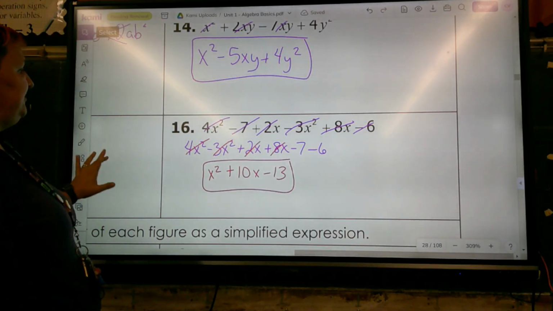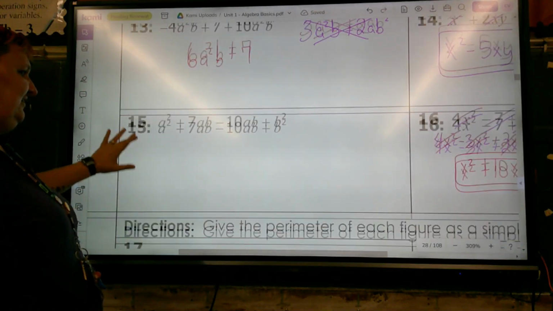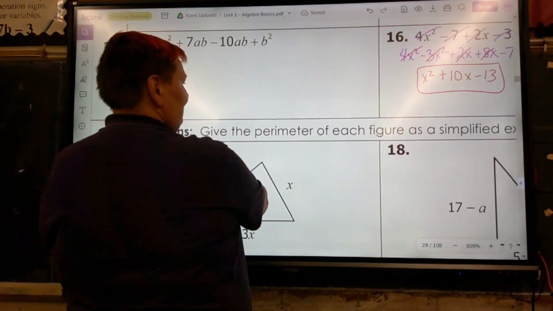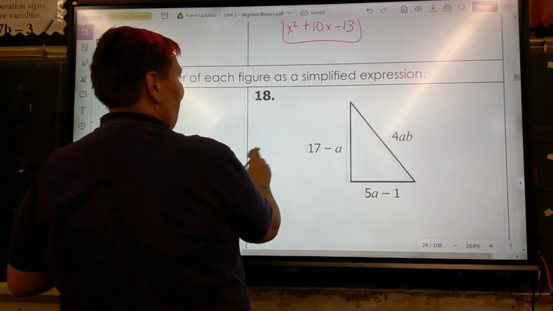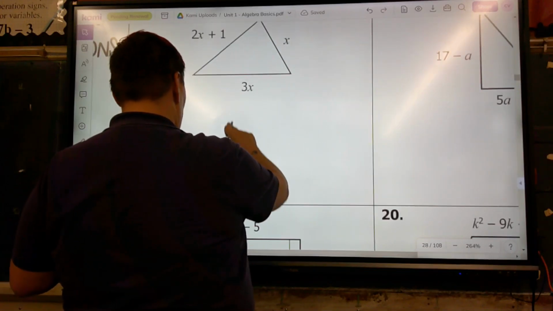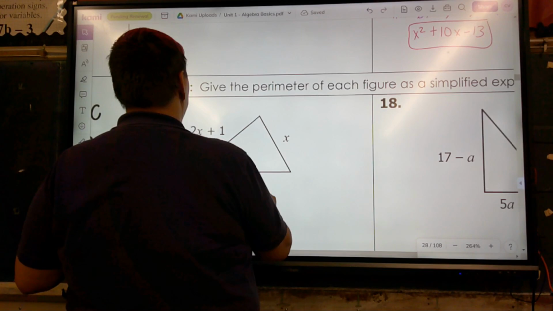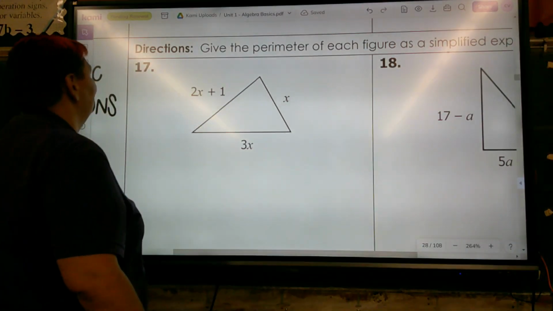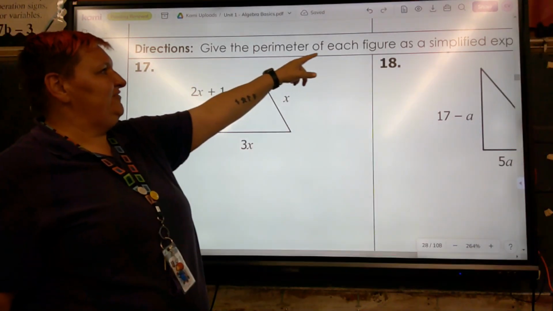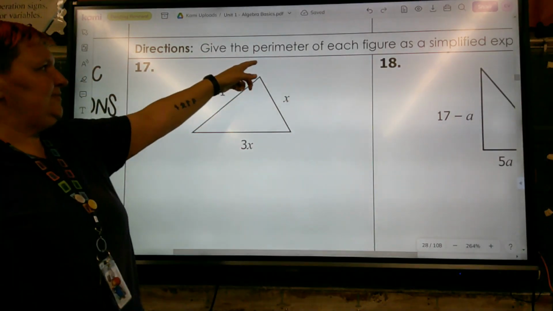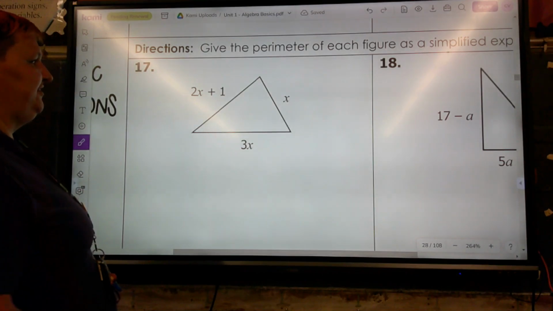And why do we need to be able to do this? I'll show you why. Right? Geometry comes into play. Right? Let's see. How many are there? Okay, we don't want to do all of them. Let's do the odd ones. Given the perimeter of each figure, give the perimeter of each figure as a simplified expression.